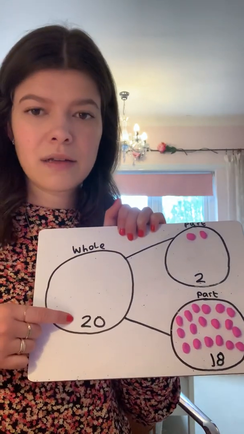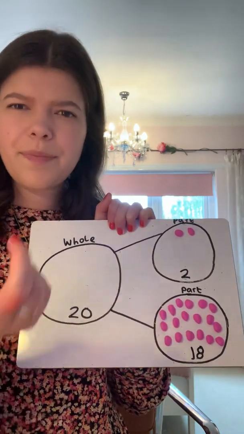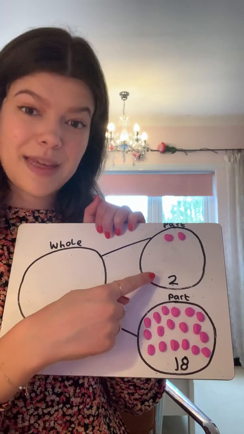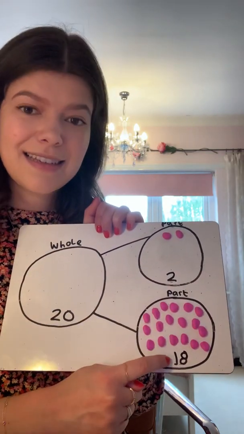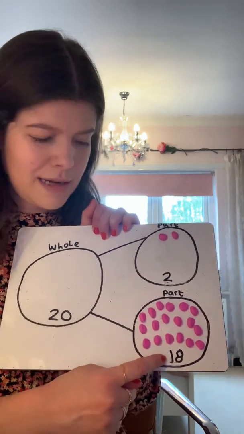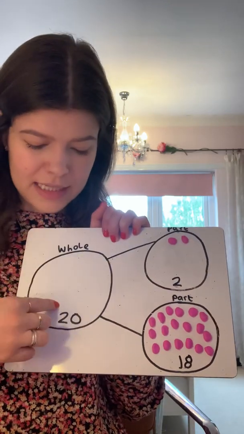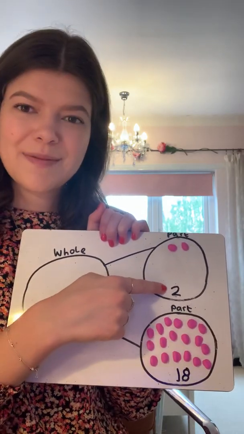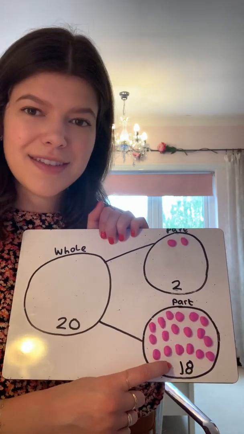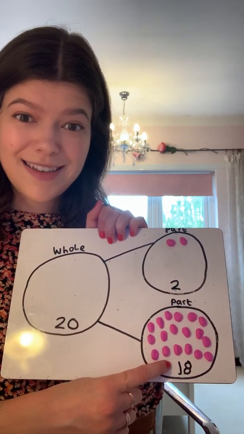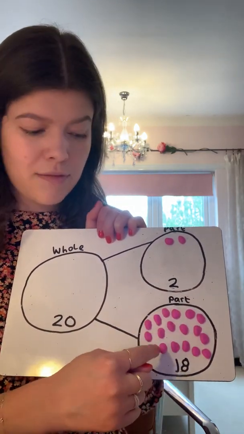So I started with 20. The whole is 20. Can you tell me the parts? The parts are 2, brilliant, and 18, well done. Now this first part tells me how many I took away. So I had 20. How many did I take away? Amazing, 2. And how many were left? Look at that number. 18, well done. And when you do it, you can count your objects that are in your second part.